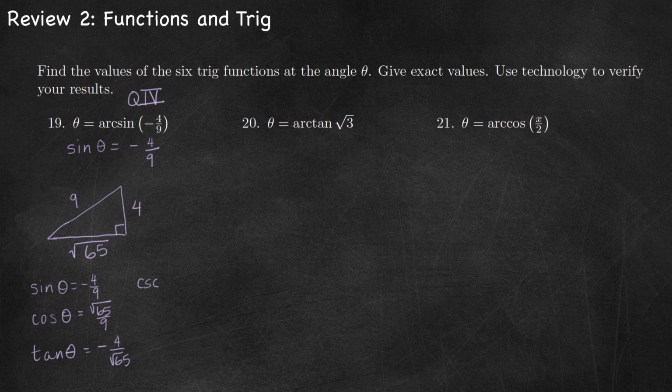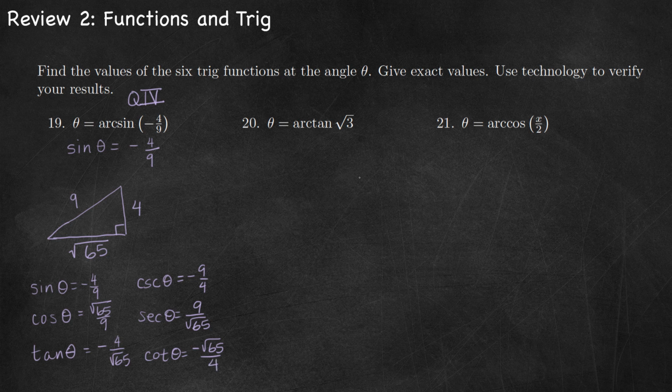Then we can do our reciprocals. Cosecant theta is negative 9/4. Secant theta, 9 over root 65, just the reciprocal of cosine. And cotangent theta, negative root 65 over 4.